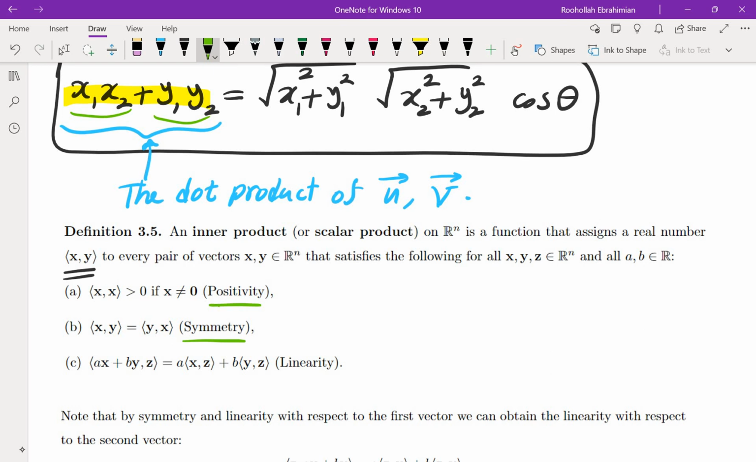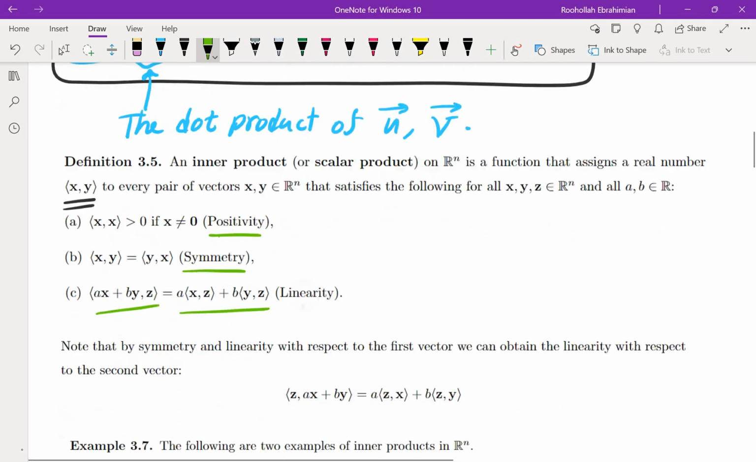The second property is symmetry. If you do the inner product of x and y, it's the same as the inner product of y and x, because x1x2 and x2x1 are the same. And the last property is what we call linearity.